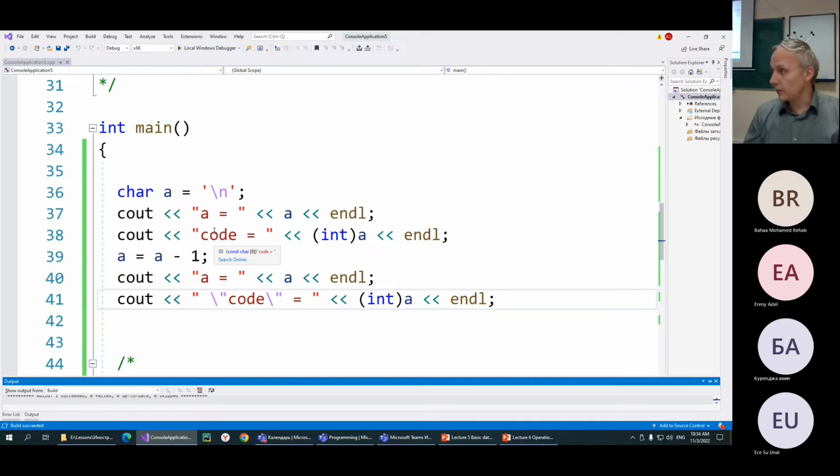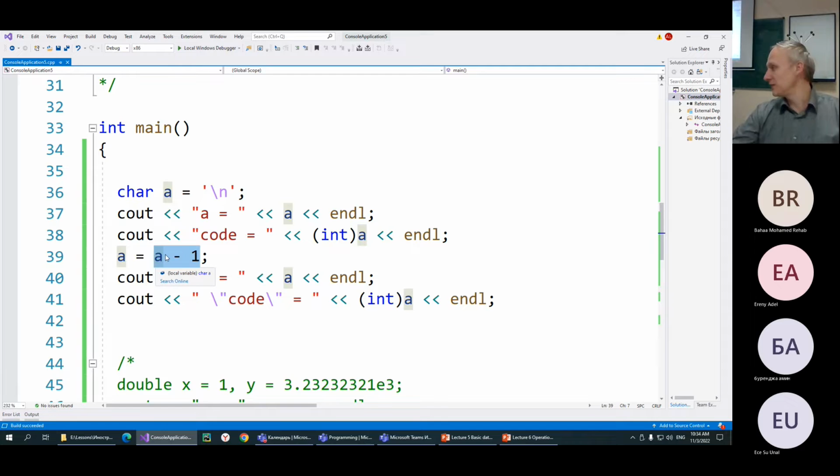Next lesson, we will discuss operations with data types. Of course, some operations we already considered. Some simple operations like addition, subtraction, multiplication, are very simple. But there are more complex operations that also are useful. And we will consider these operations that can be applied to these data types next lesson. That's all.